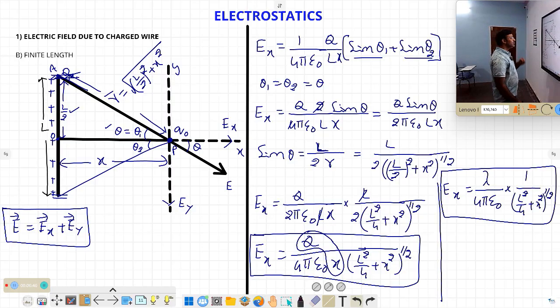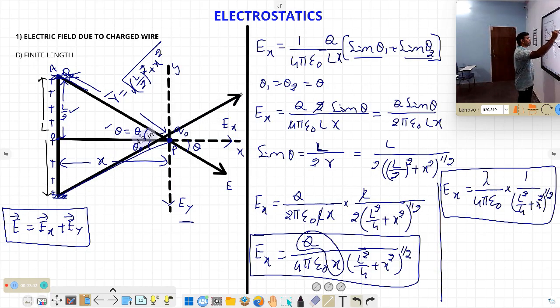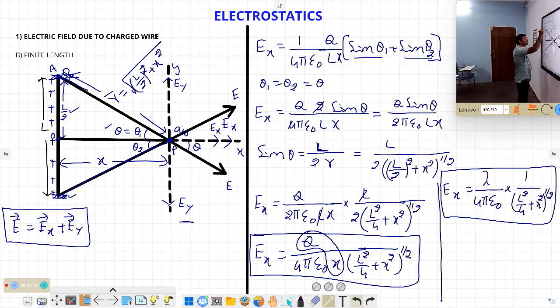Similarly, in the case of the y-axis, this is the Ey component due to the above elementary portion. And due to the below elementary portion, the electric field at this point will be in this direction. So if you resolve this electric field E into components, again you get an x component here and a y component here, that is Ey. Both elementary lengths are at a distance of L by 2. So the Ey values become equal and opposite, and the net will be 0.